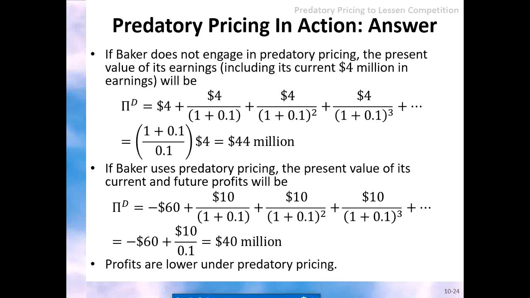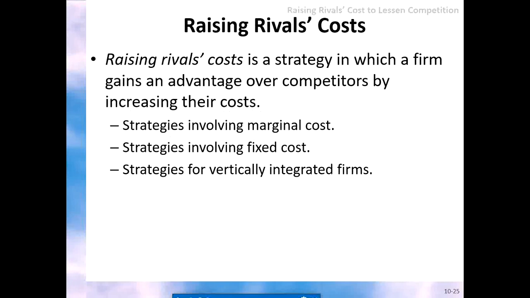But if Baker uses predatory pricing, the present value of its current and future profit will be minus 60, because at first it loses 60, then gains 10 for each period. So minus 60 plus 10 divided by 1 plus 0.1, plus 10 divided by 1 plus 0.1 squared, and so on, which equals minus 60 plus 10 divided by 0.1, and that equals 40. You can see the profit is lower under predatory pricing. So what is raising rivals' costs?